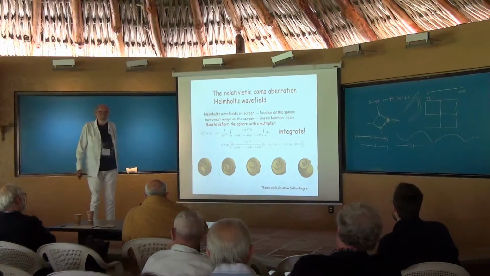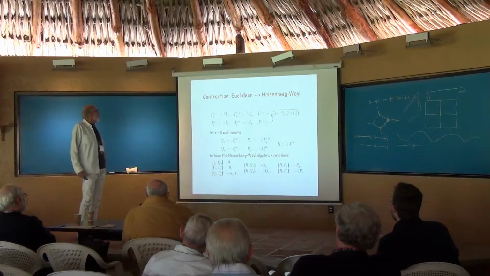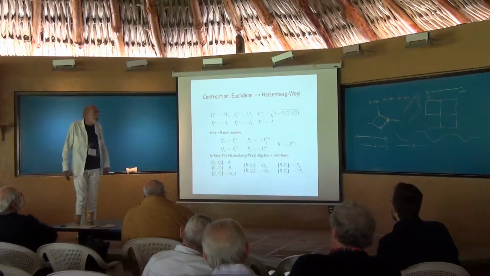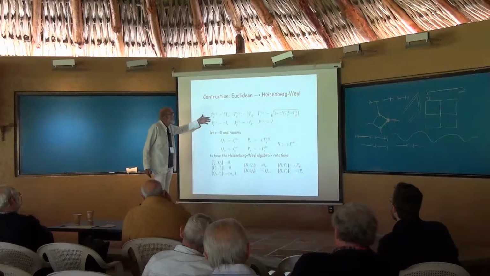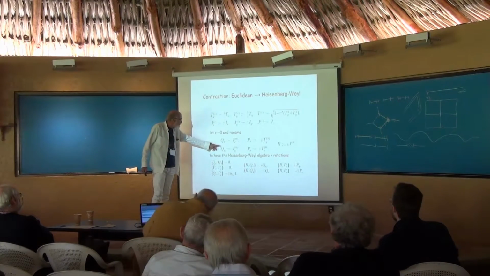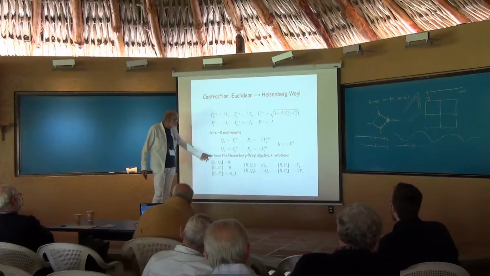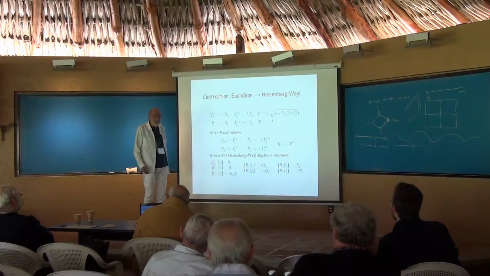So we have to integrate. Mathematica is very slow in that. Now, contraction. You see, the Euclidean group contracts to the two-dimensional Heisenberg-Weyl algebra. These are the generators. So you get Heisenberg-Weyl and rotations.